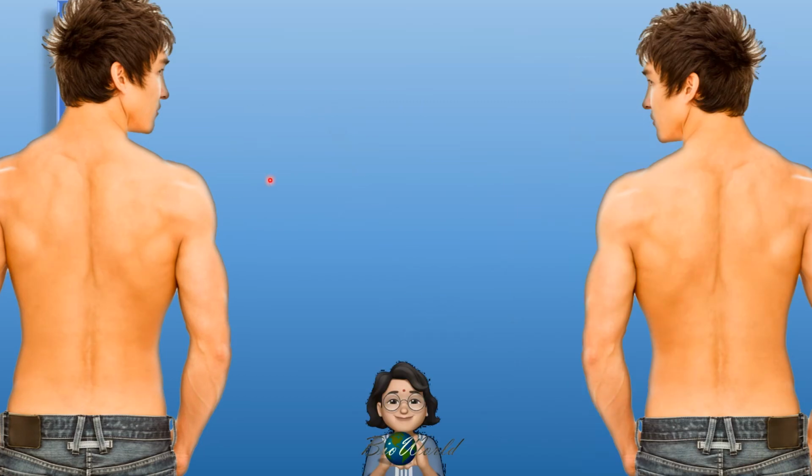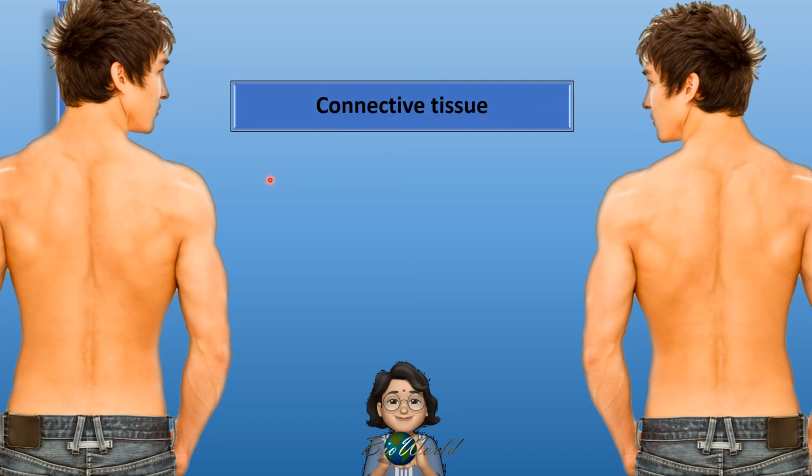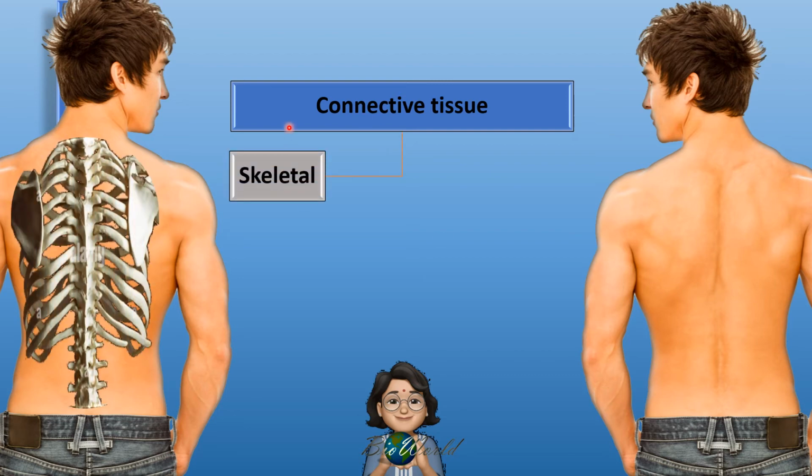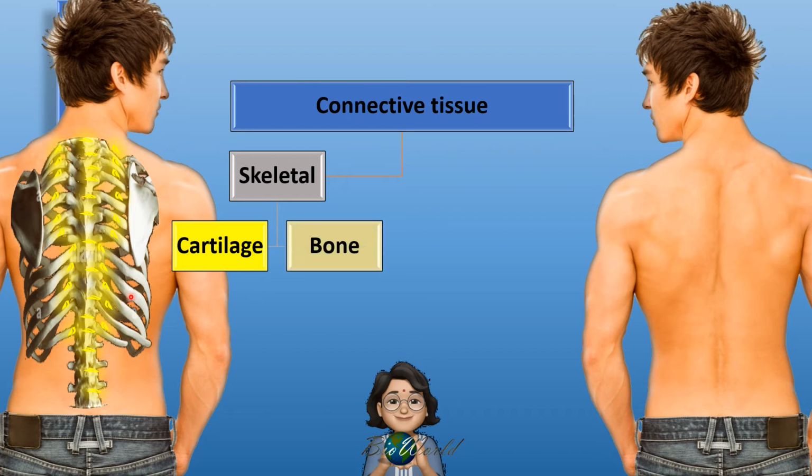Let's continue now with the last tissue, that is the connective tissue. As mentioned earlier, the connective tissue involves 2 systems. Firstly, the skeletal system. Now, the skeletal system actually is made up of 2 parts, that is the cartilage found at joints and the bone itself. The cartilage and the bone together help to support the body.